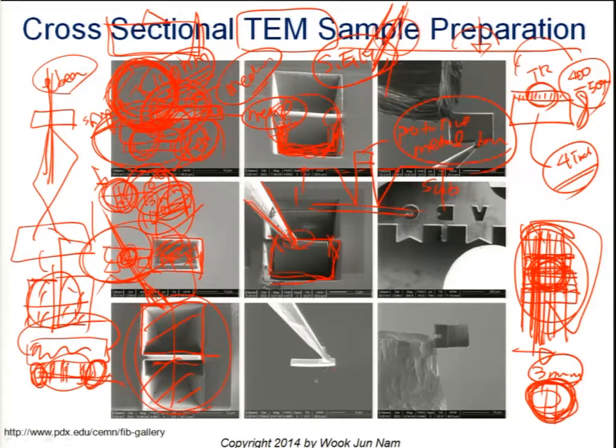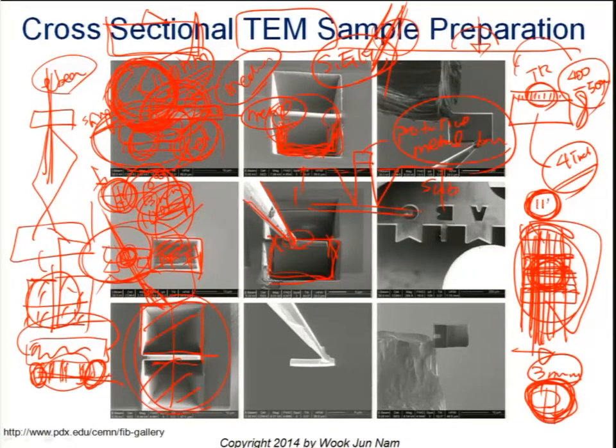So once we just take these samples out, we can load this kind of 3 millimeter specific TEM copper grid to the system. And then we can just transfer these samples to the edge of this kind of copper grid. What you are seeing right now is the copper grid. This is the copper grid.